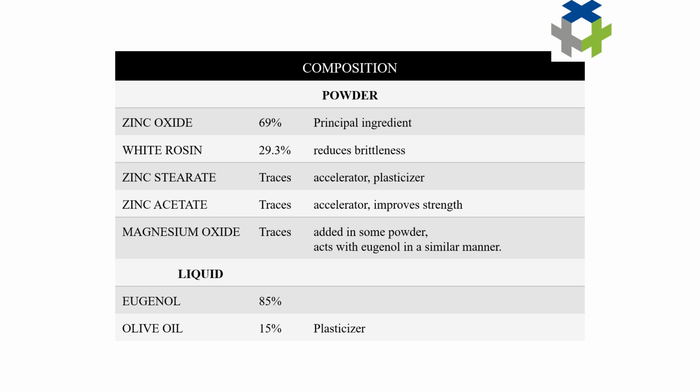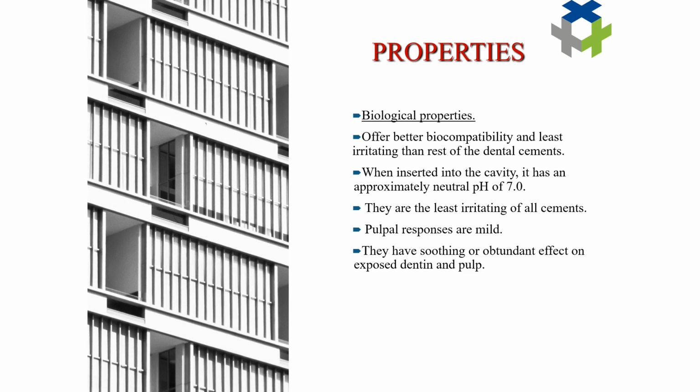And coming on to liquid, it consists of eugenol and olive oil. Eugenol of about 85% and olive oil of about 15%, which acts as plasticizer. So coming on to properties, biological properties, it offers better biocompatibility and is least irritating than the rest of the dental cements. When inserted into the cavity, it has approximately neutral pH of 7, whereas all other cements, zinc phosphate and zinc polycarboxylate, have an acidic pH.